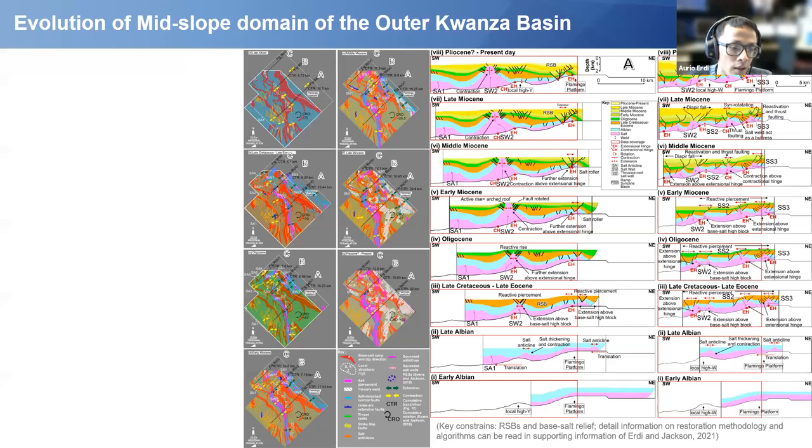We do section restoration, and here are two of the three examples. This section restoration is used to create a map view restoration. We do this to test whether our interpretation makes sense and is consistent, to illustrate the growth of salt-detached contraction in three-dimensional view, and three, to calculate and understand the three-dimensional view of absolute translation rate.